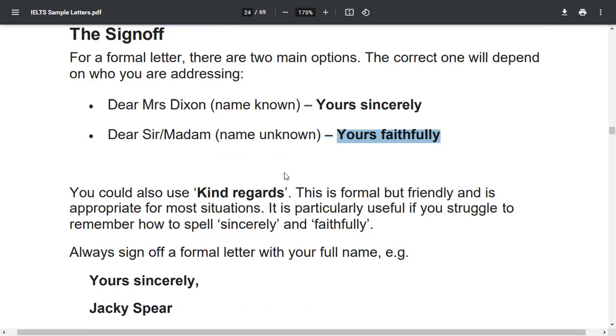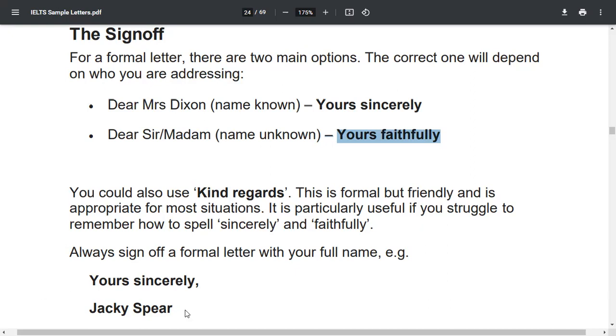You could also use kind regards. This is formal but friendly and is appropriate for most situations. It's particularly useful if you struggle to remember how to spell sincerely and faithfully. So always sign off a formal letter with your full name. Okay, so for example, I'm going to end this letter with yours sincerely, Jack Spear, for example.